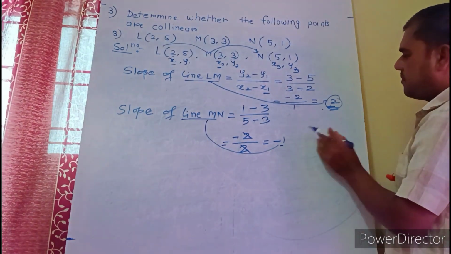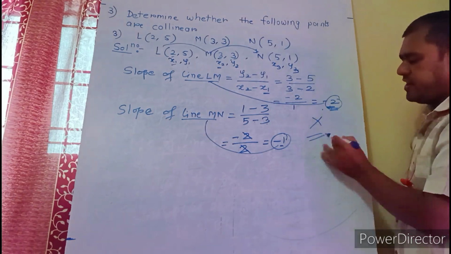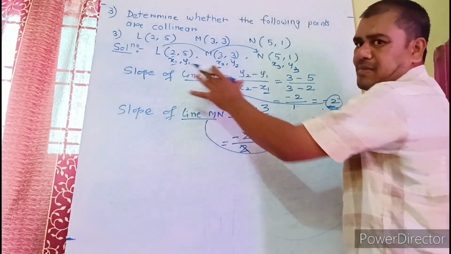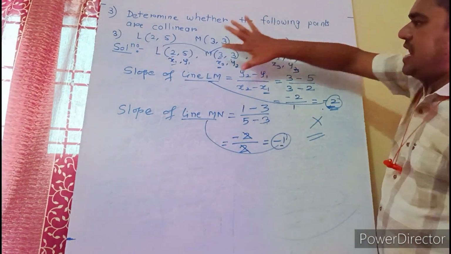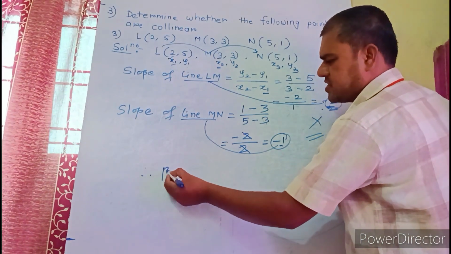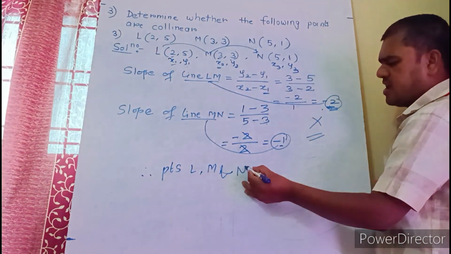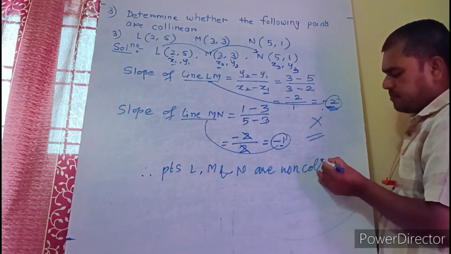These 2 minus 2 and this minus 1 both are different values. Therefore, the slope of line MN and slope of line LM are not equal. Therefore, the points L, M, N are not collinear. Therefore, points L, M, and N are not collinear, this is non-collinear.